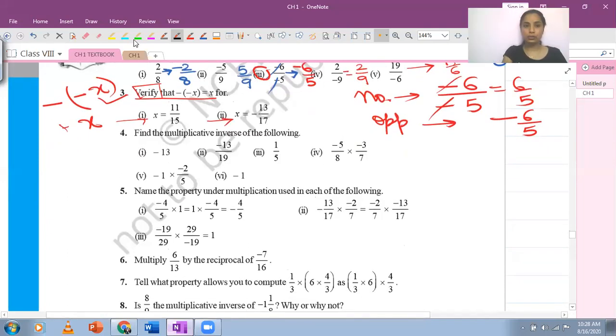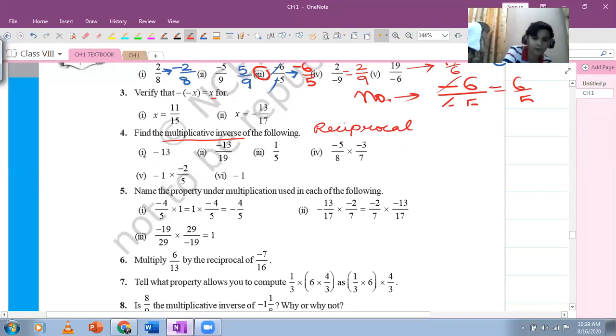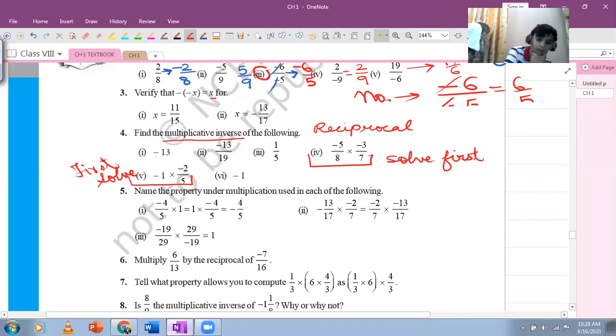Question number 4. In question number 4, you want to write down the multiplicative inverse. Multiplicative inverse means you want to write down the reciprocal. Ma'am, do we have to do this in the book? This will be done in the copy. Actually, you can do the first, second, third and last parts in the book. But if you look at part 4 and part 5, you need to solve first. Okay ma'am. Then write the reciprocal.